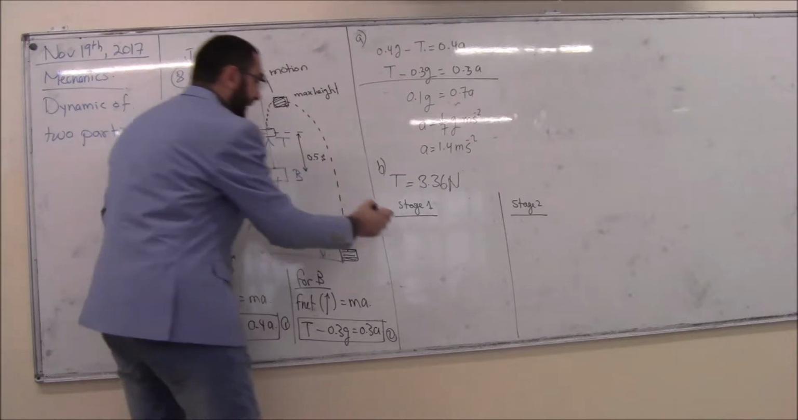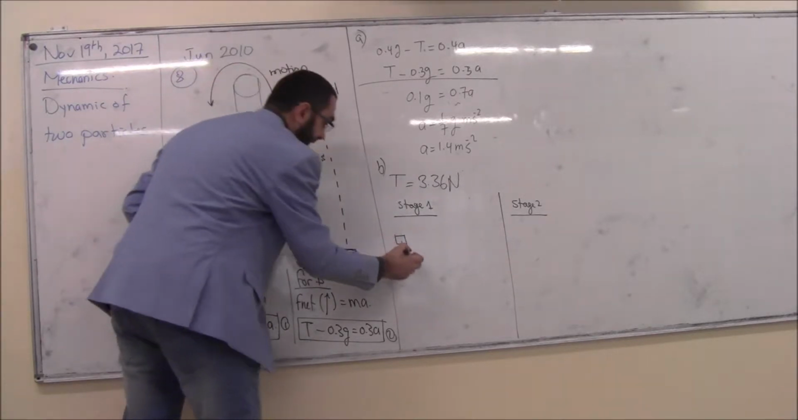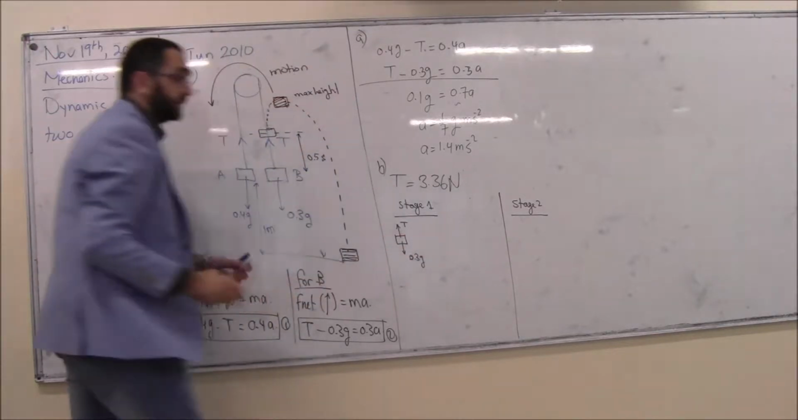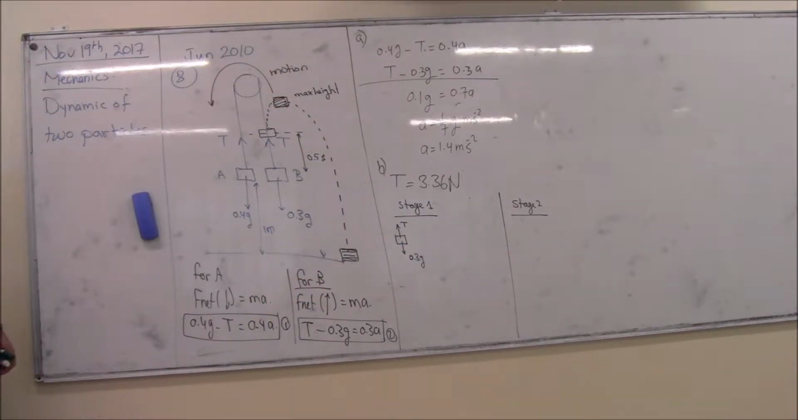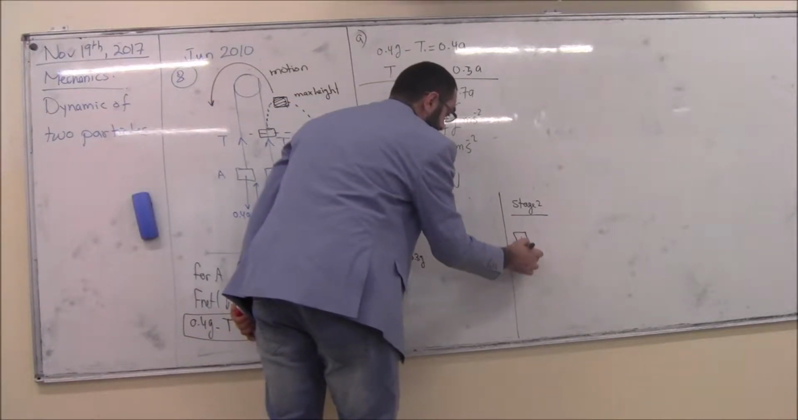Look at this. In stage 1, we have weight, which is 0.3 g, and tension. Clear? Here in stage 2, what are the forces? Tension.